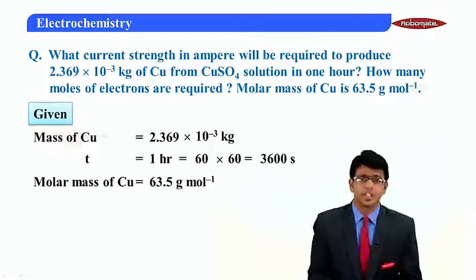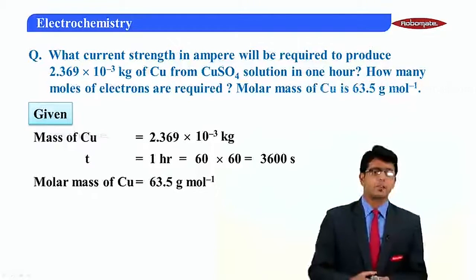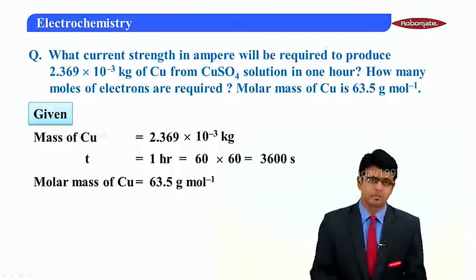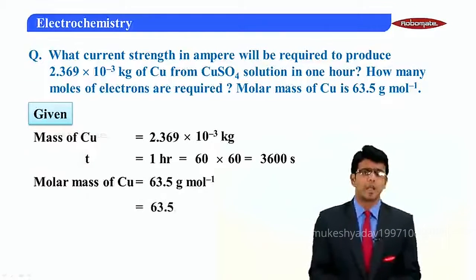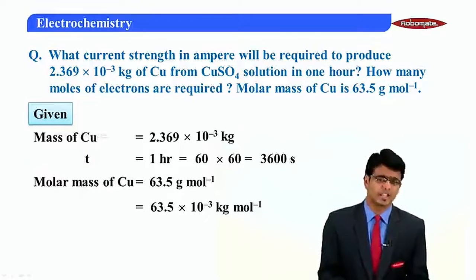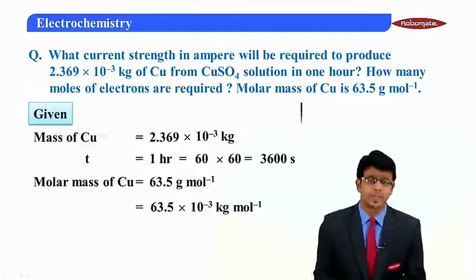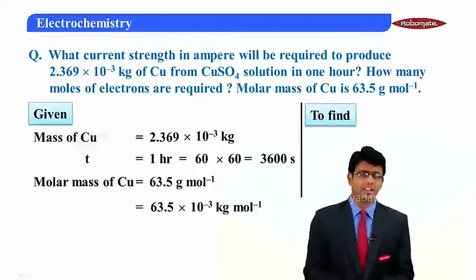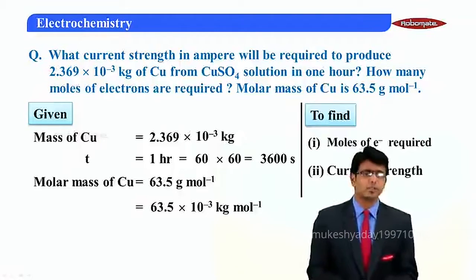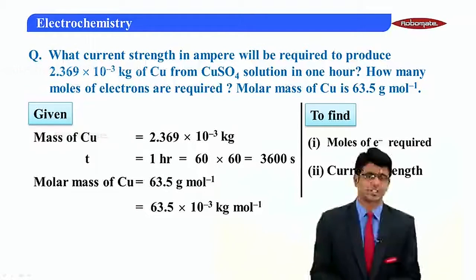Now students, here the weight of copper is given in terms of kg. So that's why we also convert this molar mass in terms of kg, which gives us the value as 63.5 × 10^-3 kg per mole. Okay, so this is the data which is given to us. What we are supposed to find here is the moles of electrons required and the current strength, right? Current strength in ampere has been asked to us.